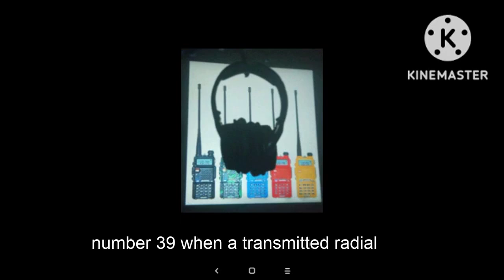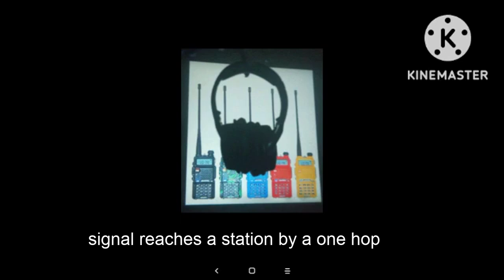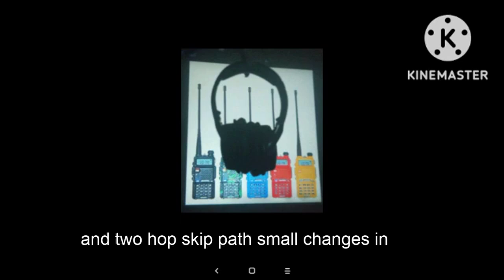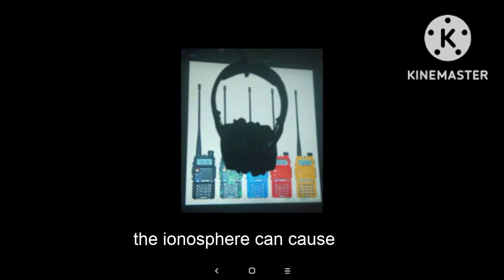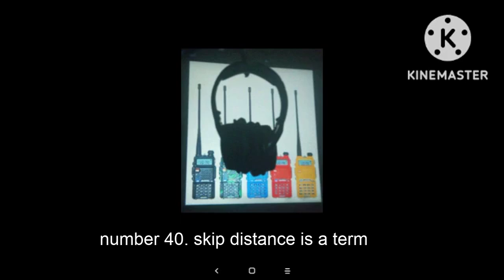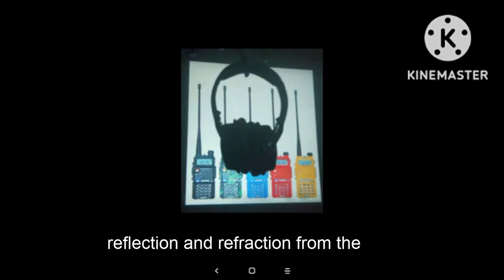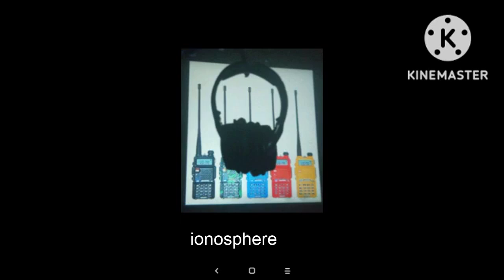Number 39. When a transmitted radio signal reaches a station by a 1-hop and 2-hop skip path, small changes in the ionosphere can cause variations in the ground wave. Number 40. Skip distance is a term associated with signals from the ionosphere. Skip effects are due to reflection and refraction from the ionosphere.